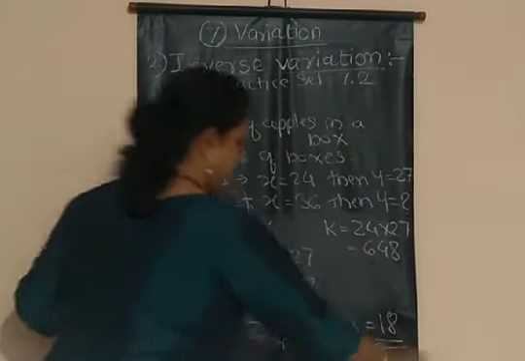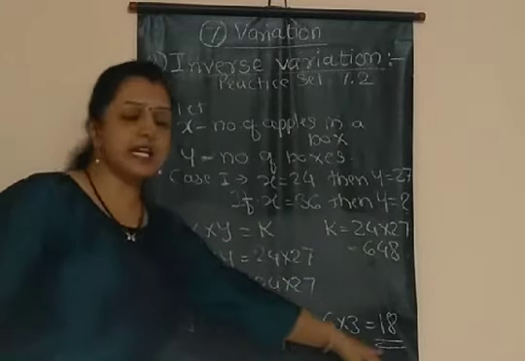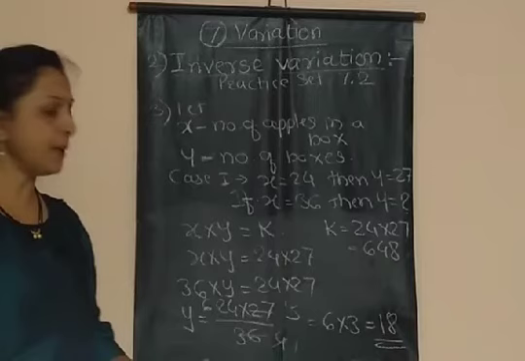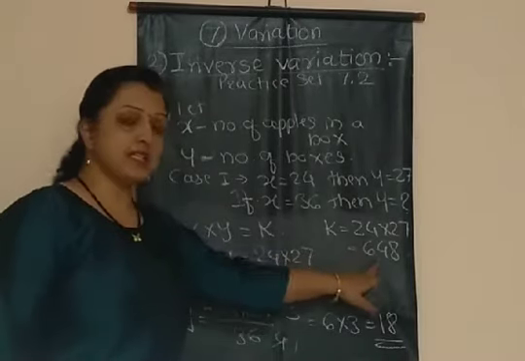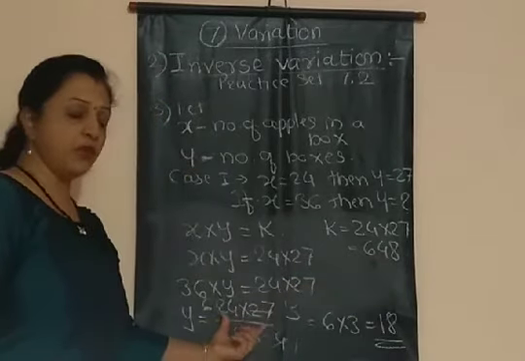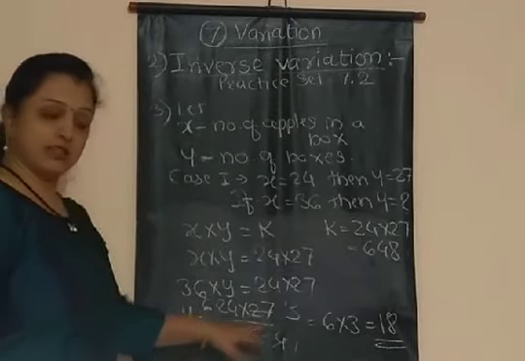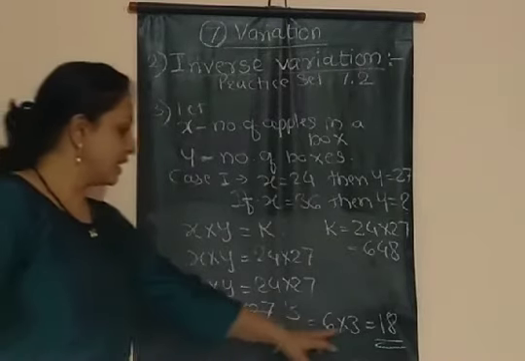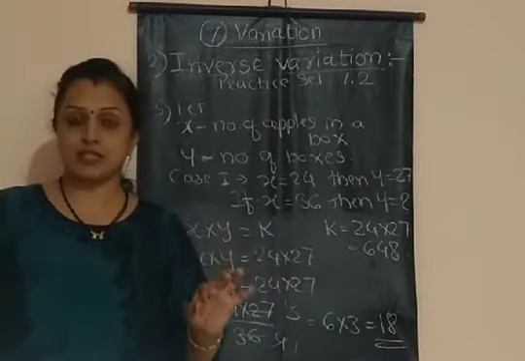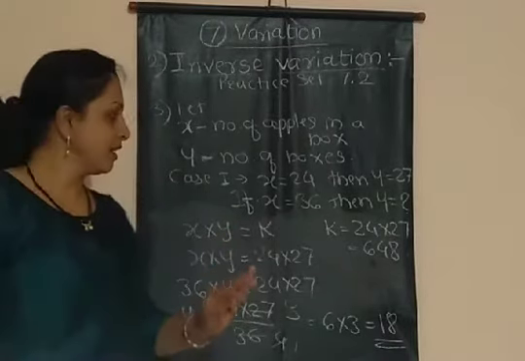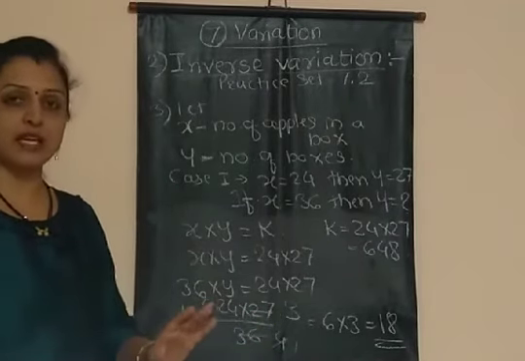That is 18. It means if 36 apples are in a single box, then we get 18 boxes that we needed. So in this way you can solve such types of numericals. Instead of taking the product, you can take 24 into 27, these two separate quantities, and then the division will be easy. So we will get the answer, 18, the value of y. Now write down the answer in words. The number of boxes needed equals 18. You have to write down this answer in words at the end of the example.